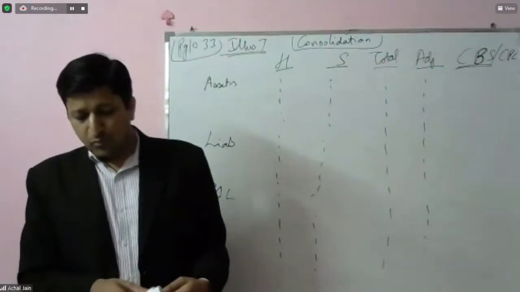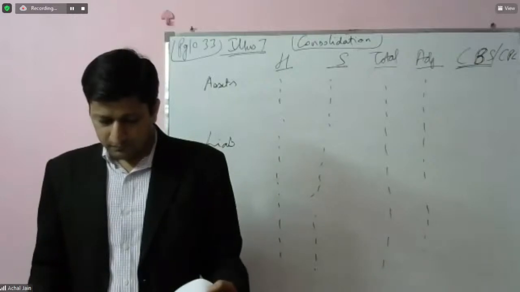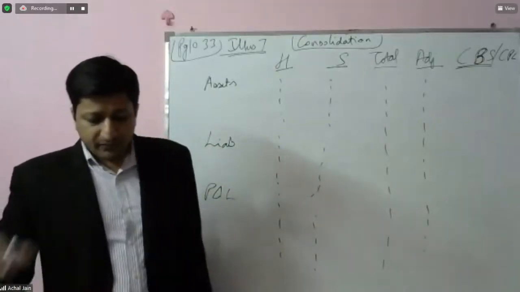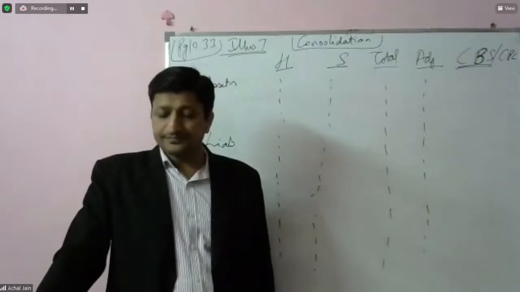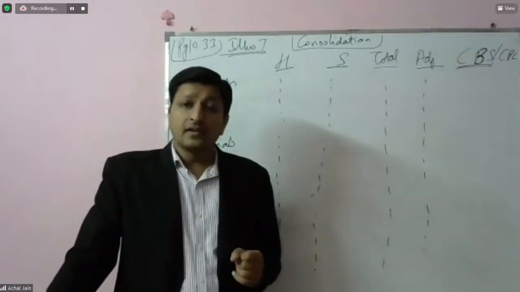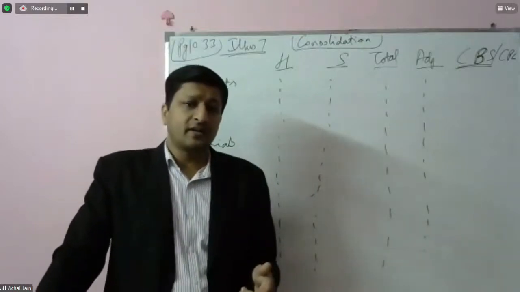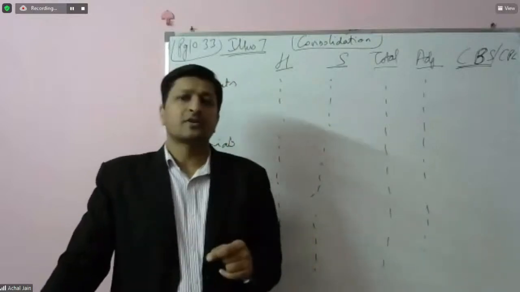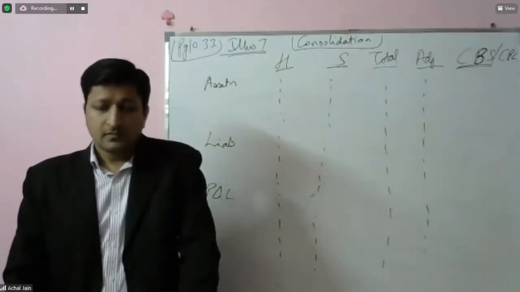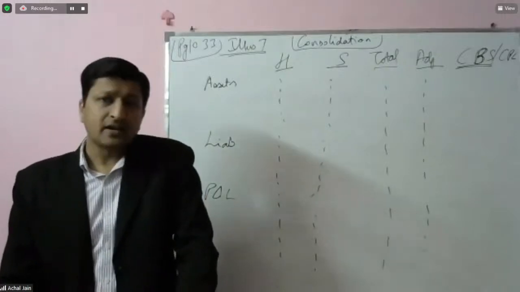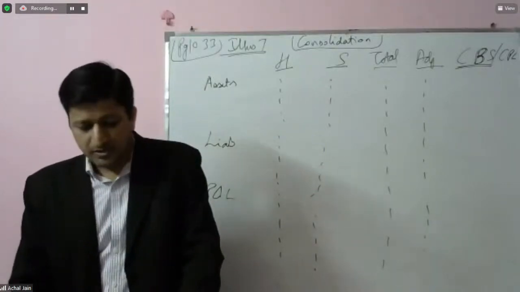Okay, so now moving further. We have been given the information that H Limited acquired shares of S on 31st March X1. Now this will be helpful because this information will help us understand the amount of pre-acquisition and post-acquisition. If the acquisition has taken place on 31st March X1, everything prior to this becomes pre-acquisition. All the reserves that we see over here are pre-acquisition.